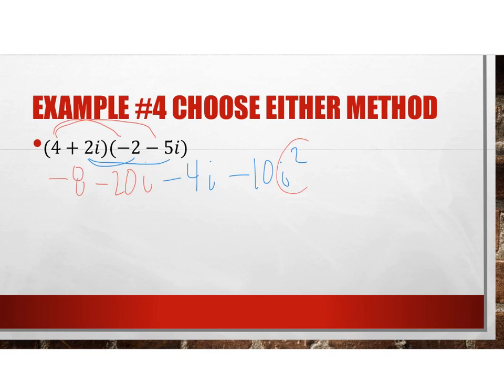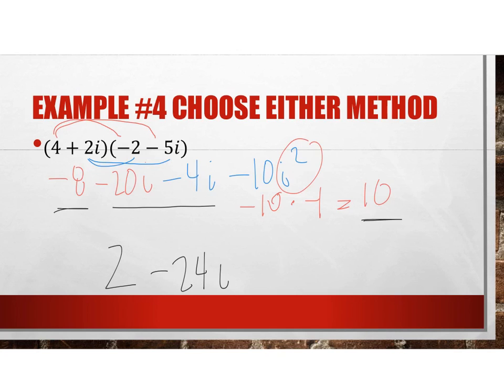Always look for those i squareds, so I can replace it with a negative 1. So now I have negative 10 times negative 1, giving me a positive 10. Combine your real parts, negative 8 and 10 gives me a real part of 2. And negative 20i and negative 4i gives me negative 24i.